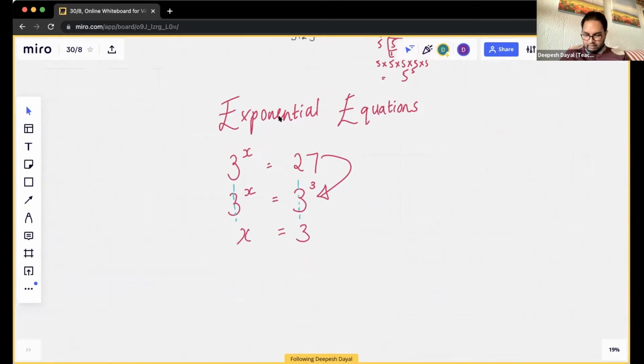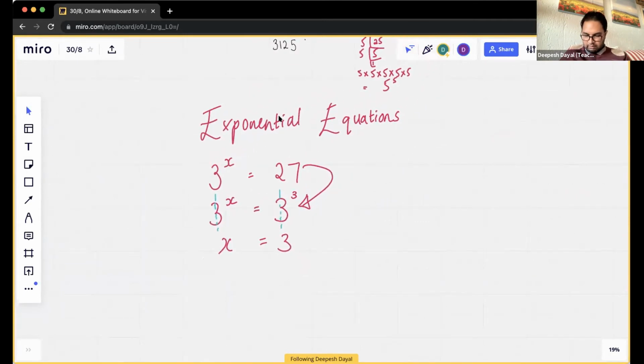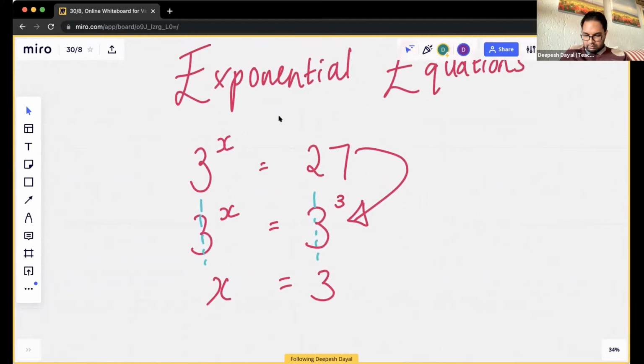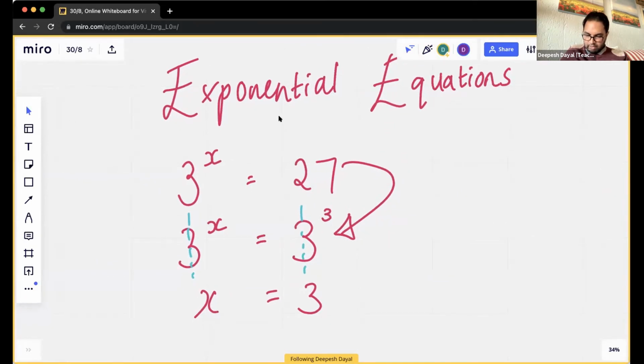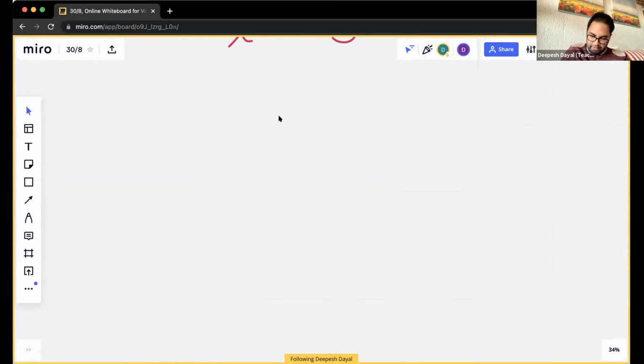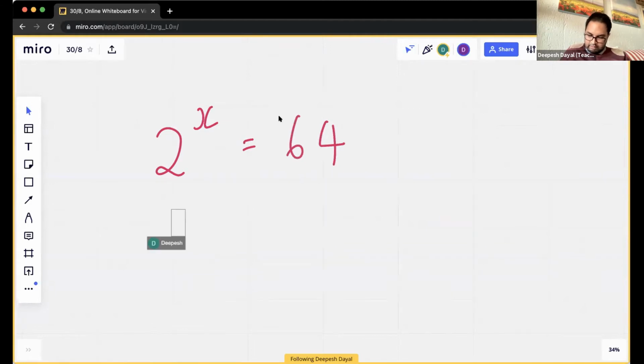Yes or no? Okay, there it is, right? Let me give you another one to try. I've got here 2 to the power x equals, and I'm going to give you 64. So what is the value of x? 2 to the power 6.